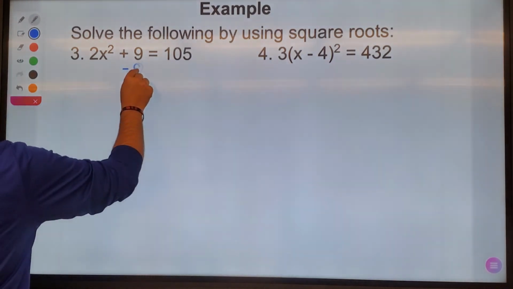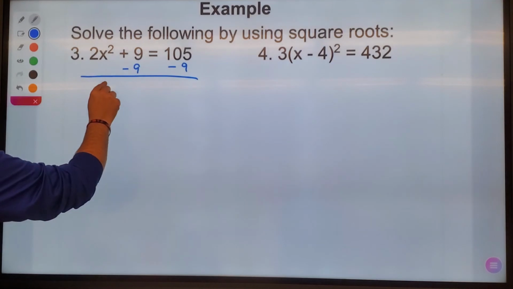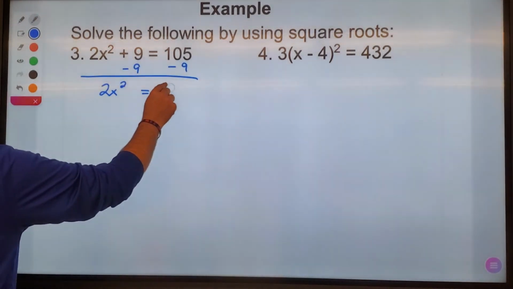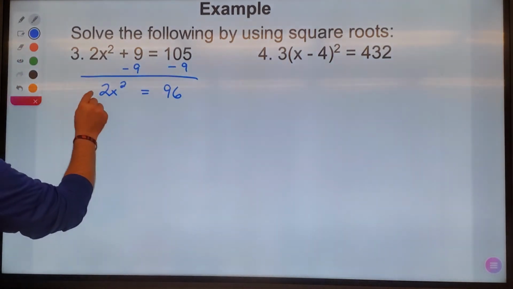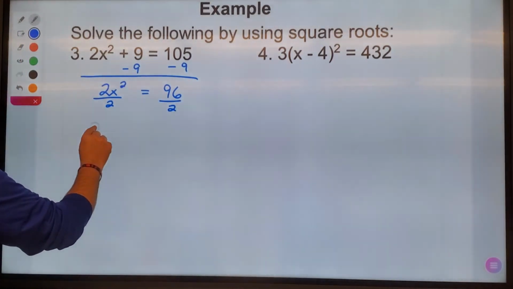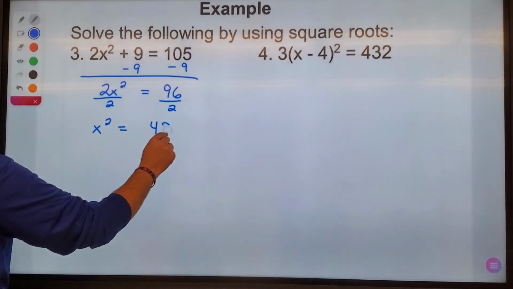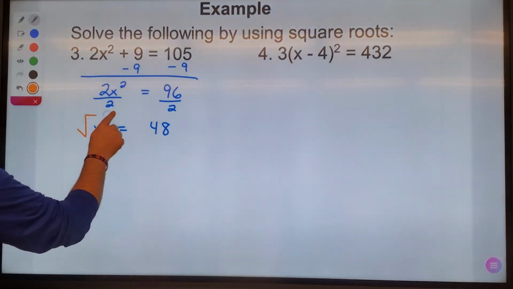That's going to give me 2x squared equals, we have 96. I still have the x squared with a 2 on it, so I need to divide now both sides by 2. Which leaves me x squared equals 48. And at this point, I take the square root of both sides.